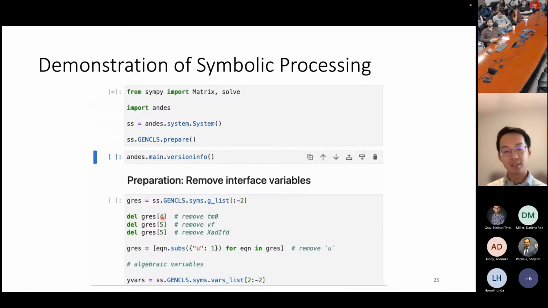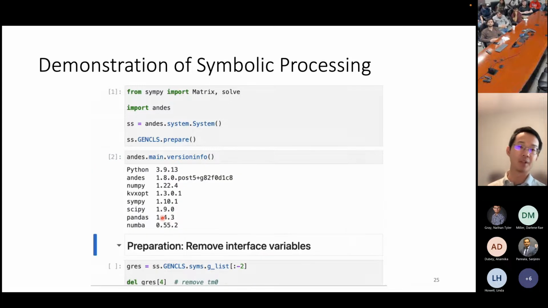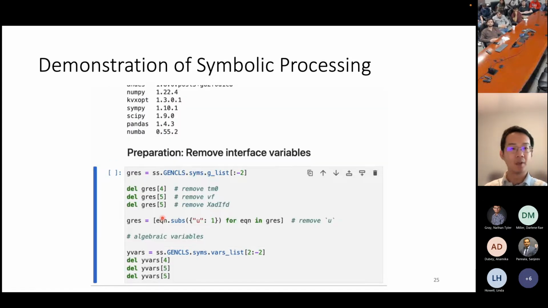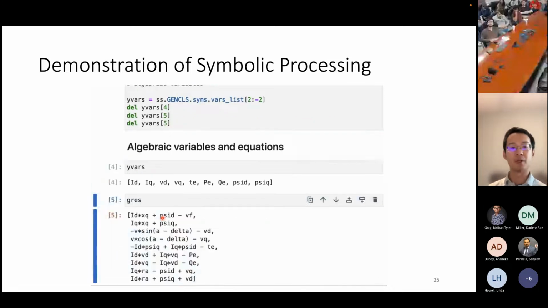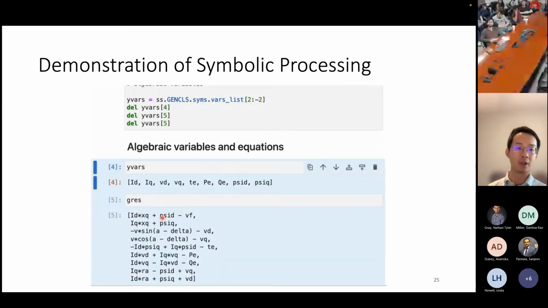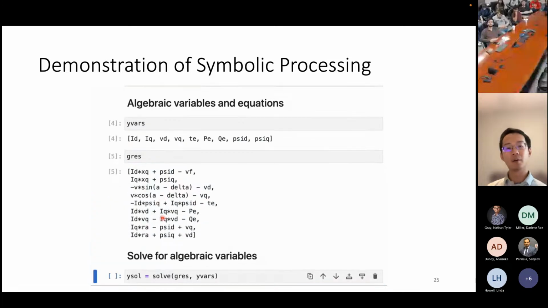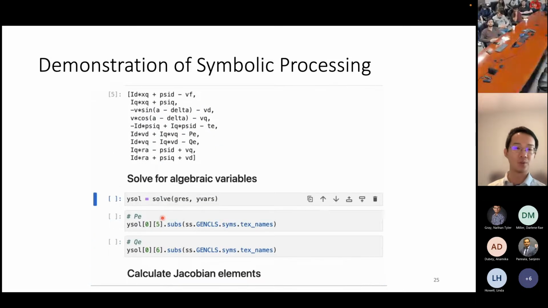So this one next is a recording showing this simplification in action. We extract the algebraic variables and algebraic equations for the gen class, and now call the solve function to solve for all the algebraic variables.